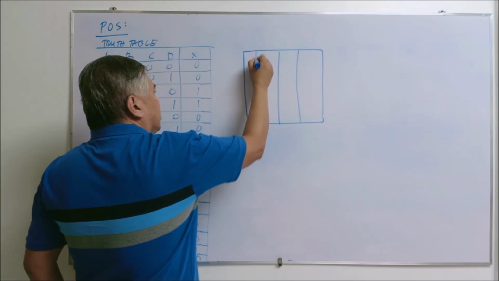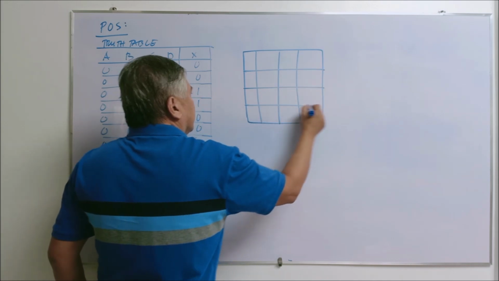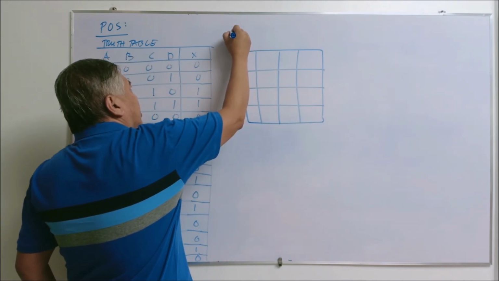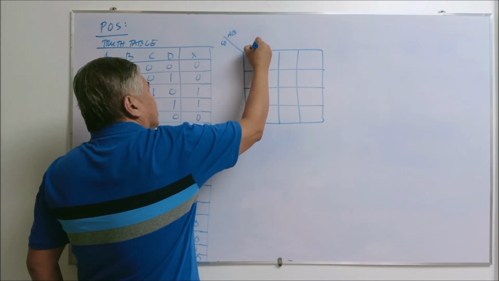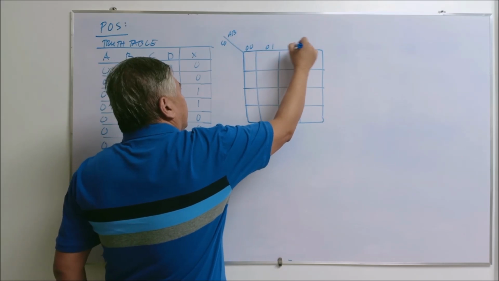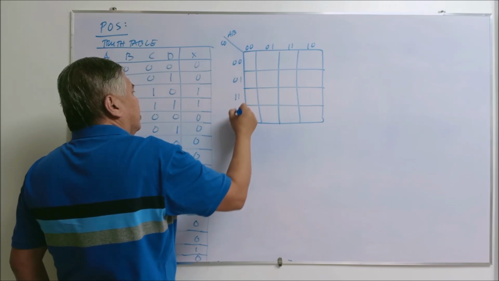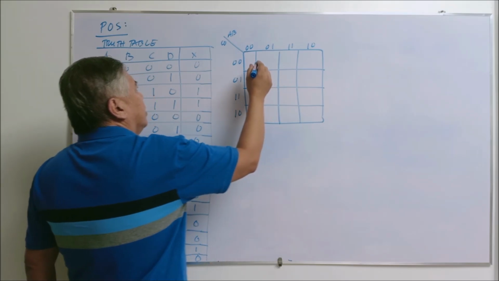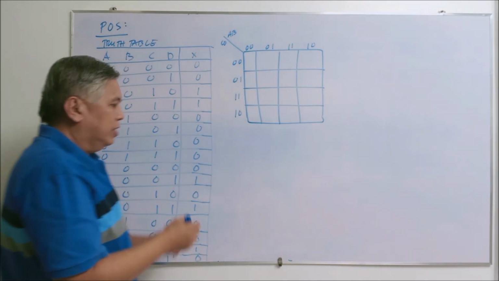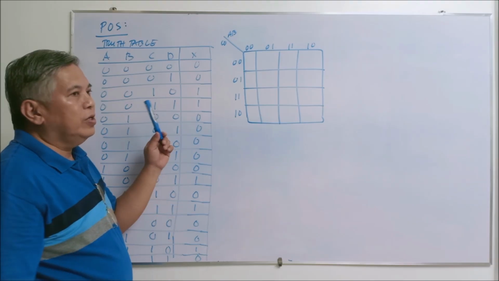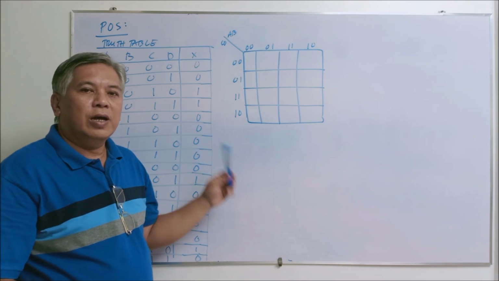So again, 16 cells. You have inputs A, B, C, D. Again, the input values are 0, 0, 0, 1, 1, 1, 1, 0, and 0, 0, 0, 1, 1, 1, 1, 0. Then the values of your cells here. Now this time, since we are using the product of sum expression, we will have to obtain the sum term.